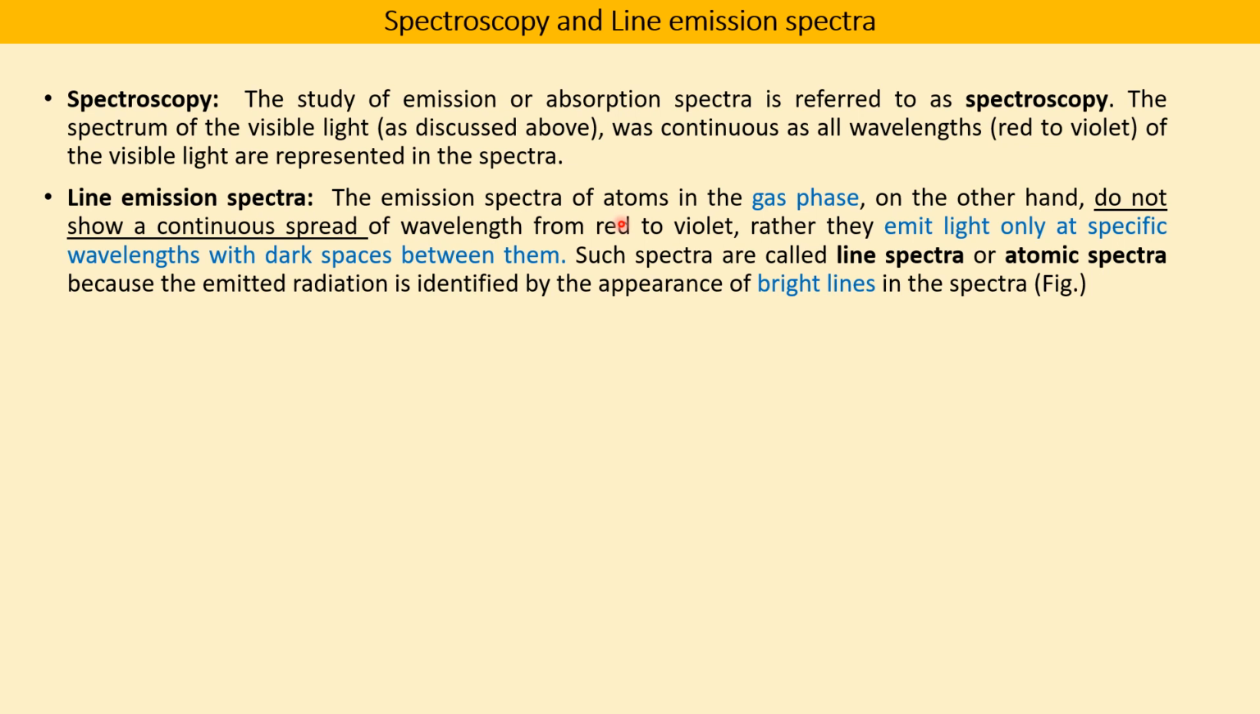Line emission spectra. The emission spectra of atoms in the gas phase, on the other hand, do not show a continuous spread of wavelength from red to violet. Rather, they emit only at specific wavelengths with dark spaces in between them. Such spectra are called line spectra or atomic spectra because the emitted radiation is identified by the appearance of bright lines in the spectra.